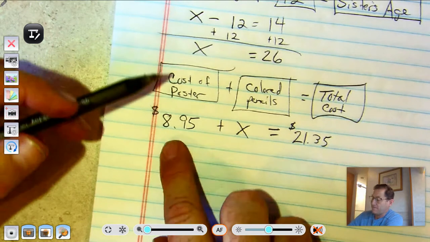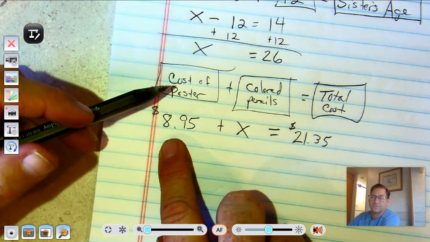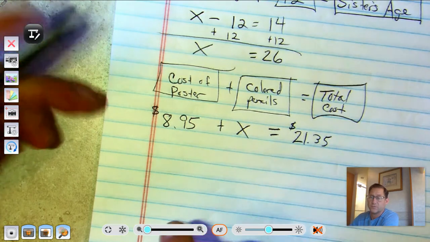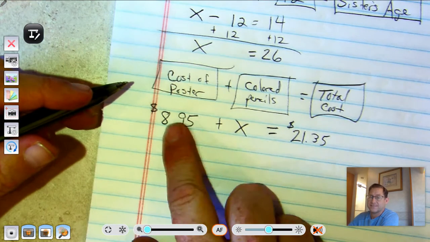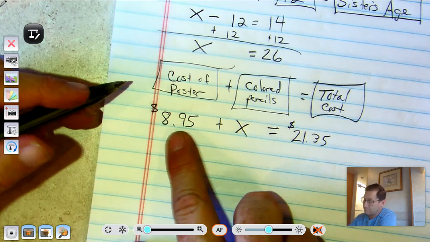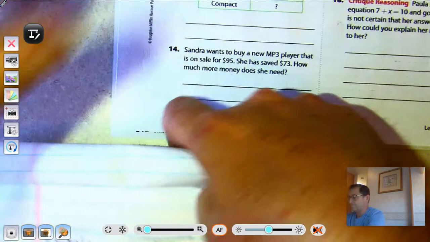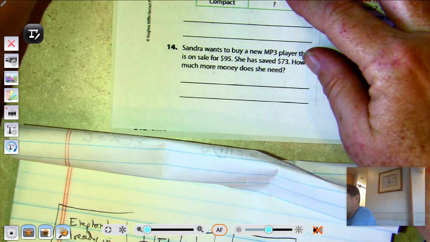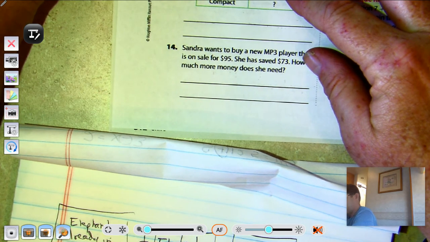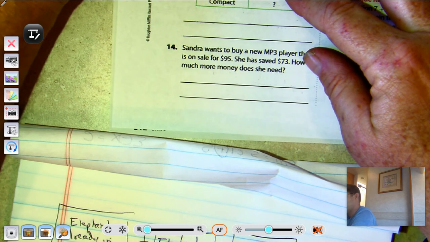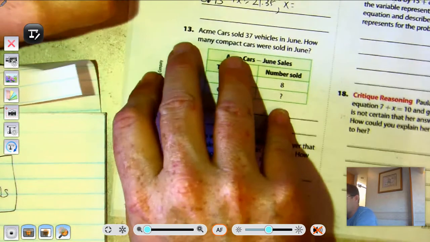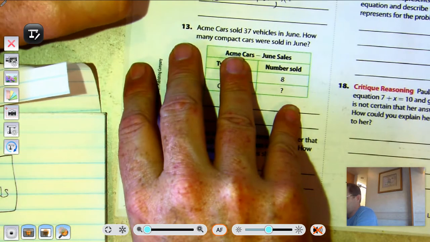Does it matter if I have the x first? No. You could have said color pencils plus poster equals 21.35. This is the same thing, right? Commutative property of addition. So 8.95 plus x equals 21.35. What does x equal? X equals, we're going to subtract 8.95 from both sides.